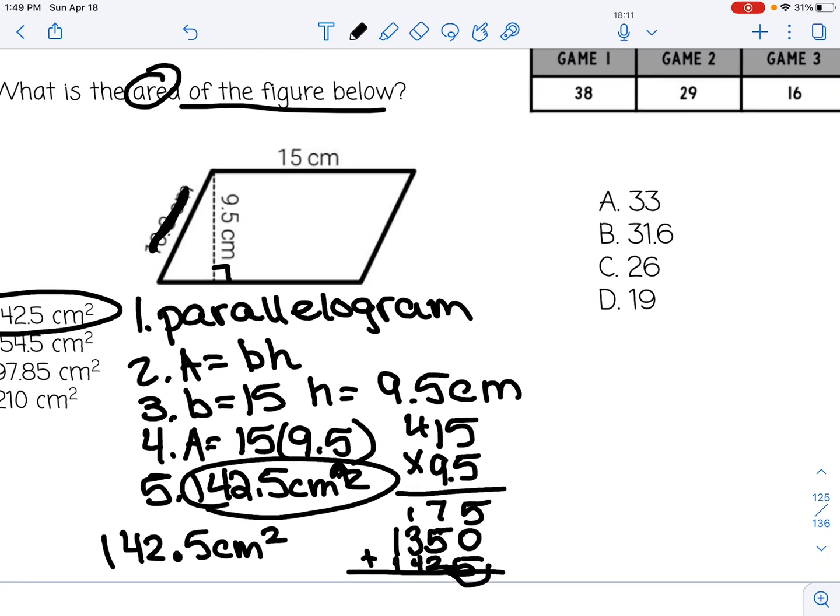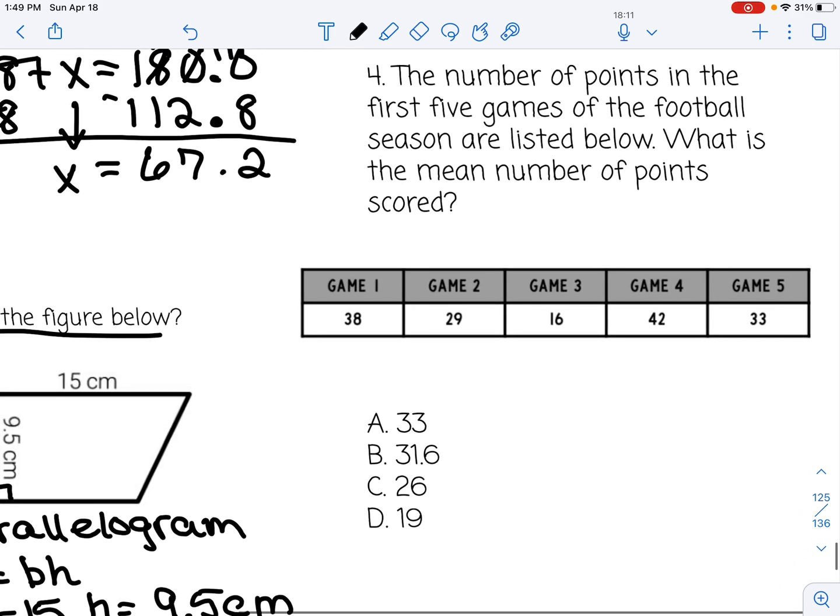All right, good job. Okay, number 4. We're going to look for the mean in this one. And this is page 96, I want to say.